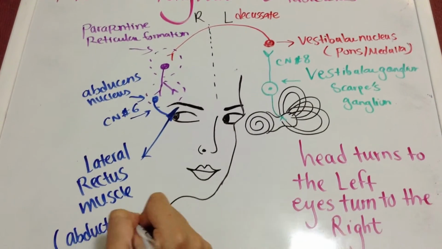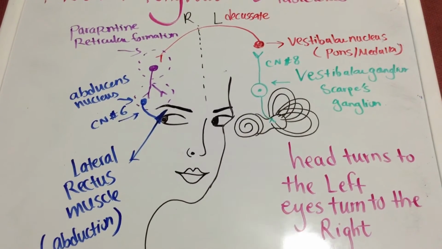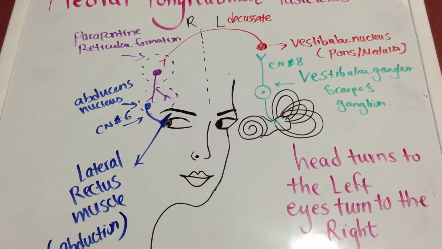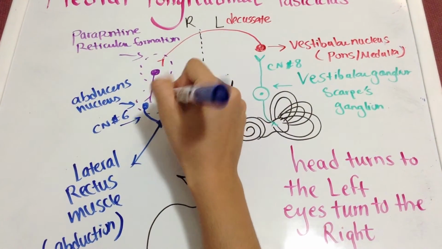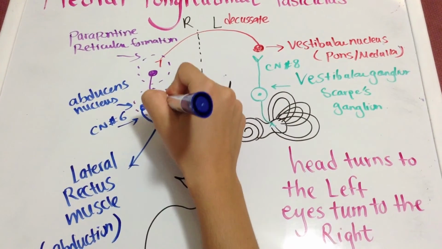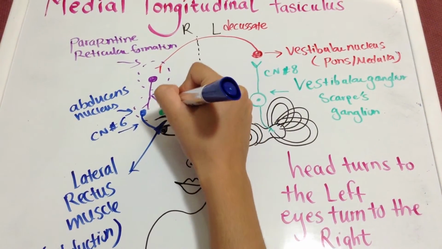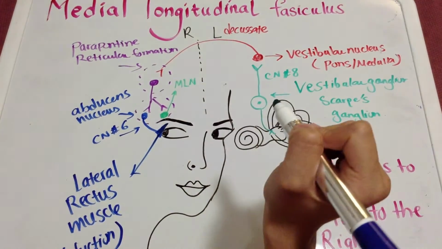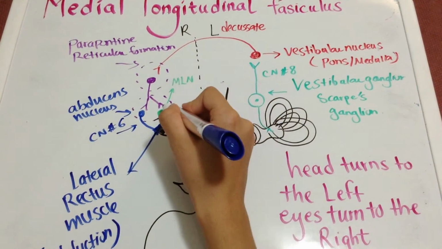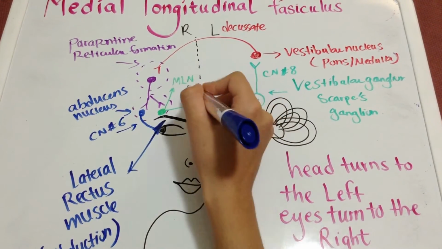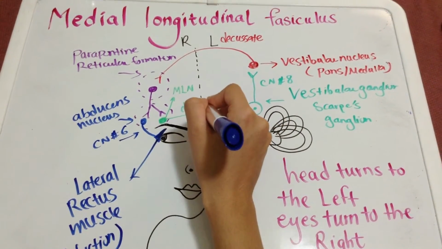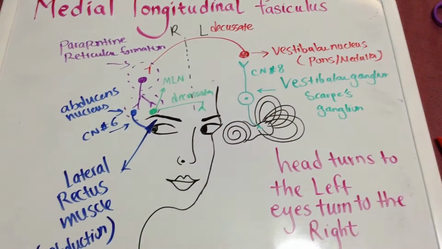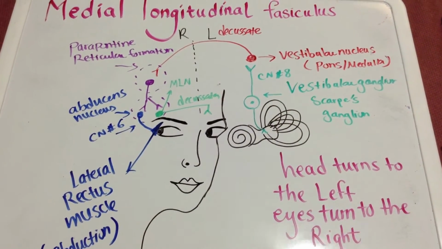Abduction. The other axon will synapse with medial longitudinal nucleus. So this is the medial longitudinal nucleus, which will send its axon to the other side, so it decussates. And it will synapse with the oculomotor nucleus.